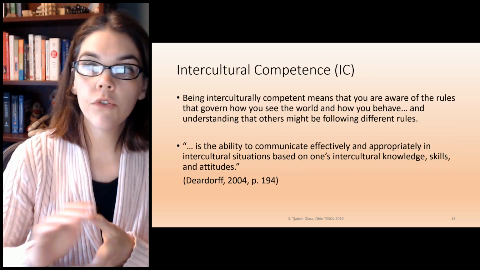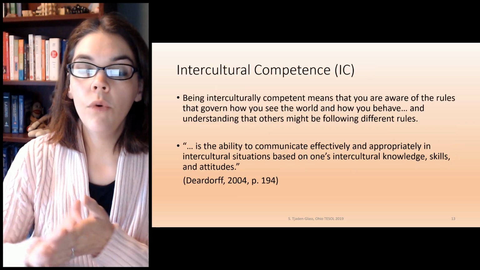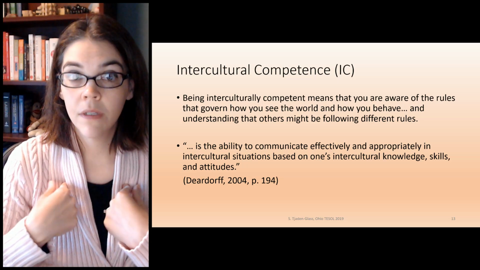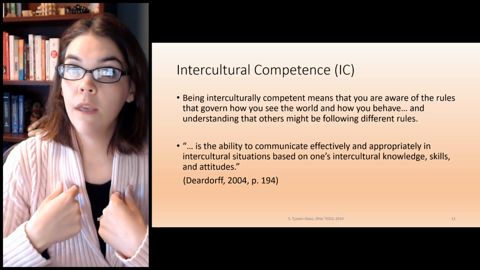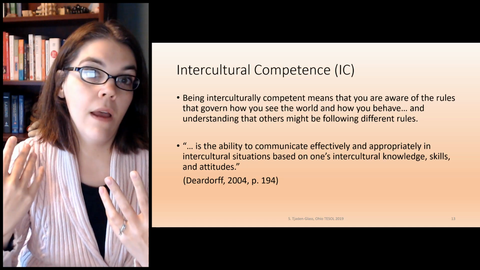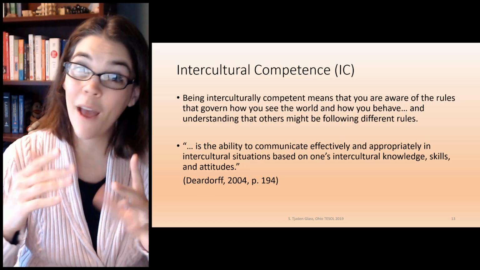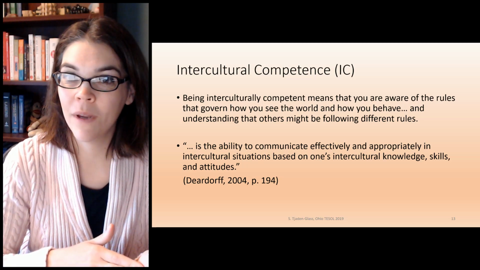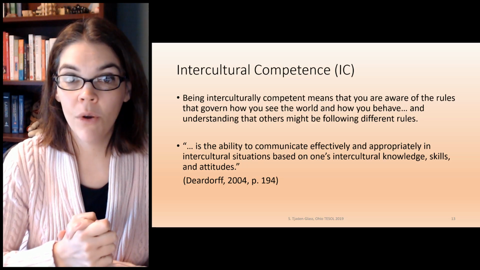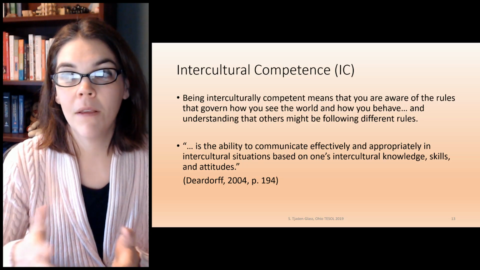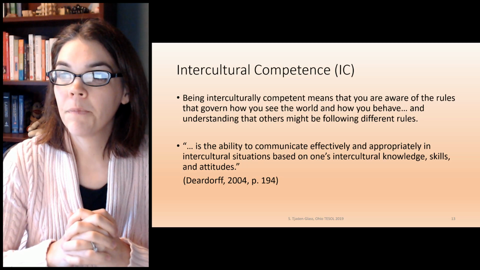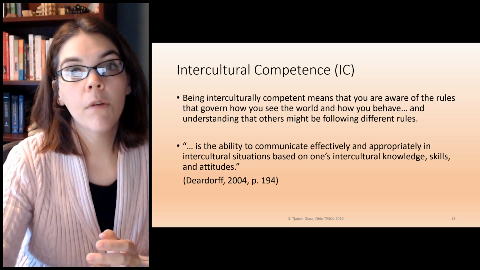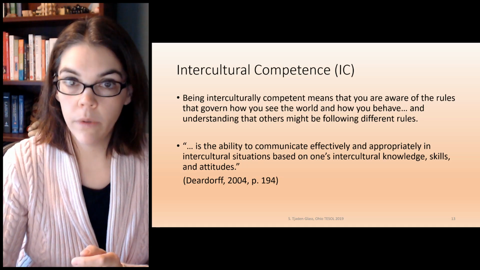All right, intercultural competence means that you are aware of the rules that govern how you see the world and how you behave. If you say, I don't have culture, that's one stage of developing intercultural competence, the very first one, and it does show where you are in developing, but you do have culture. Intercultural competence also means that you understand that other people might be following different rules.